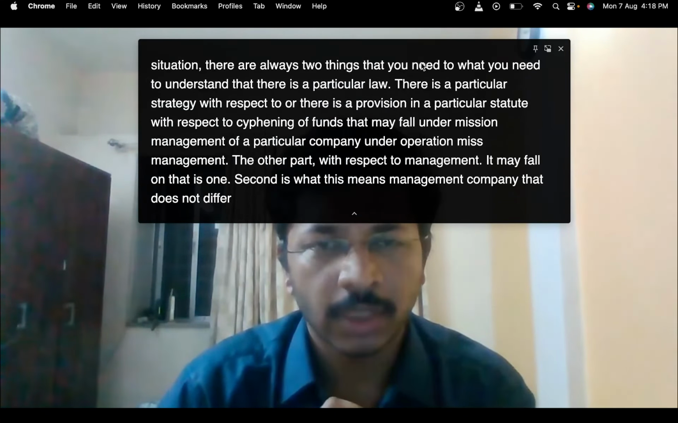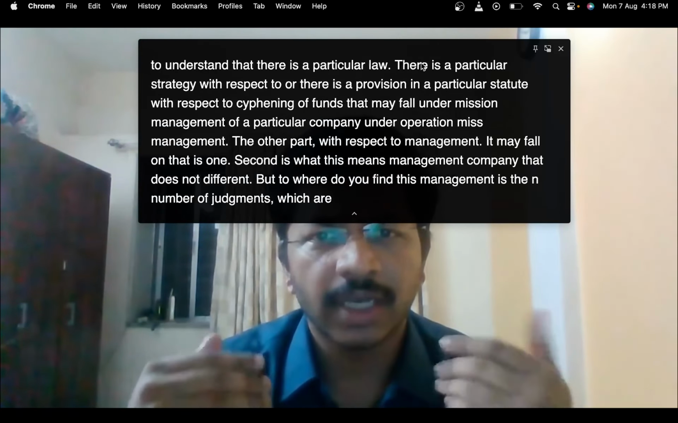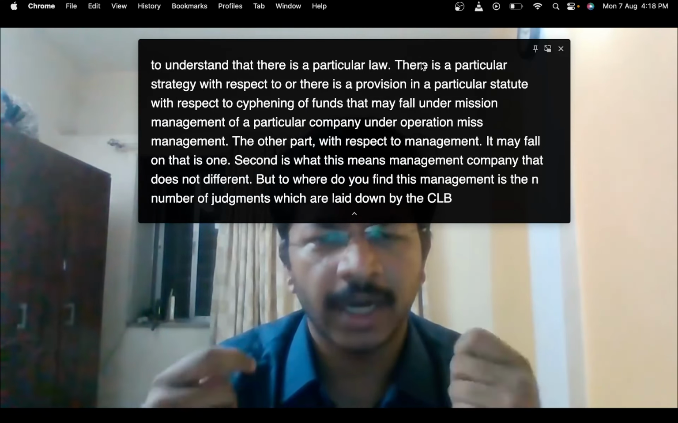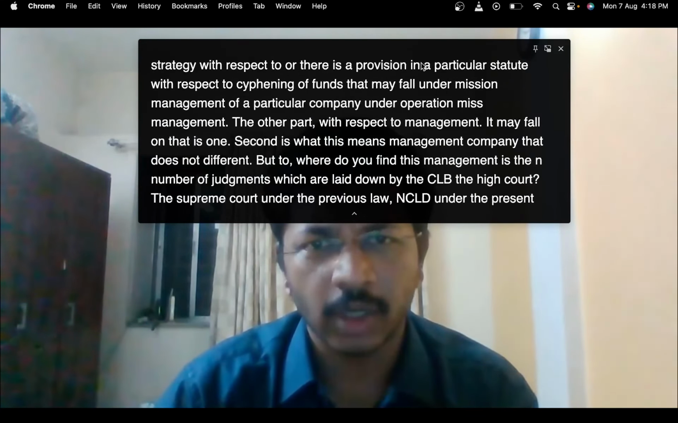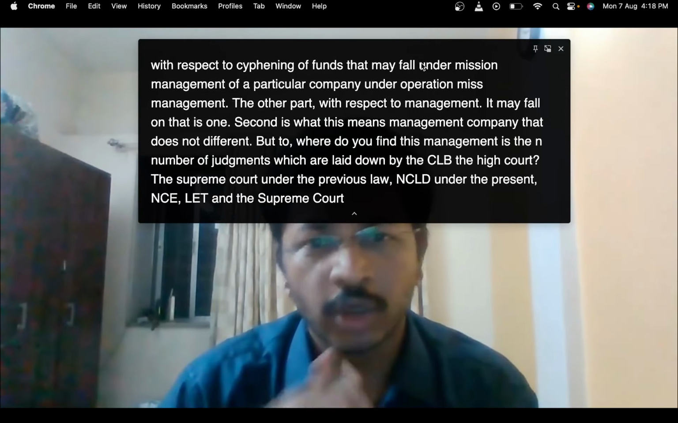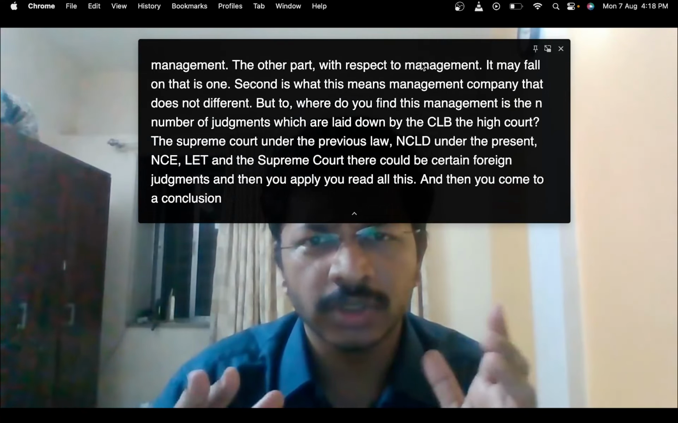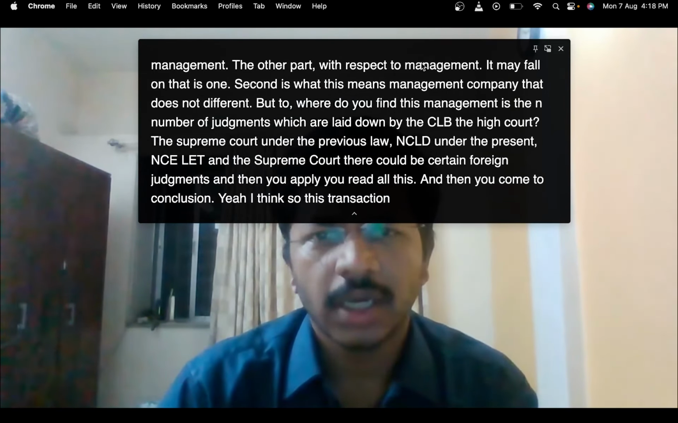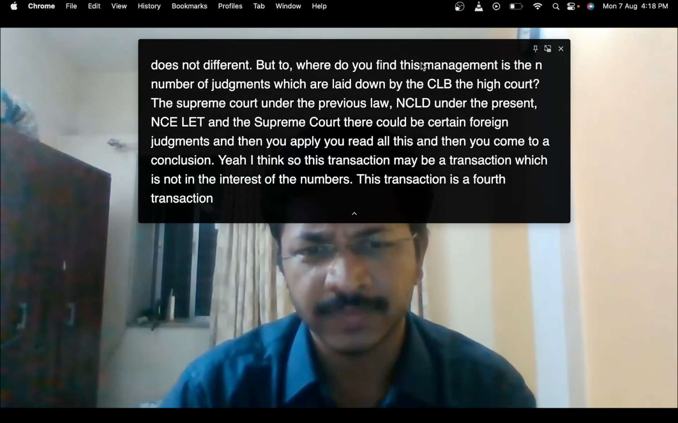The Companies Act does not define it. But where do you find mismanagement? It is in the n number of judgments laid down by the CLB, the High Court, the Supreme Court under the previous law, the NCLT under the present law, the NCLAT and the Supreme Court. There could be certain foreign judgments. And then you read all this, and then you come to a conclusion. Yeah, I think this transaction may be a transaction which is not in the interest of the members. This transaction is a forced transaction.